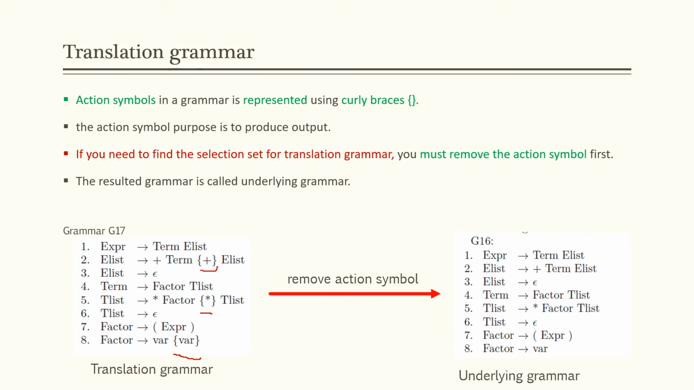So when you remove the action symbol, the one that is without the action symbol is called the underlying grammar. We call it an underlying grammar. In this case, G17, we remove the action symbol. Actually, this translation grammar comes from G16. Okay, we add action symbols to G16 and it becomes a translation grammar. So the one without the action symbol, we call it an underlying grammar.